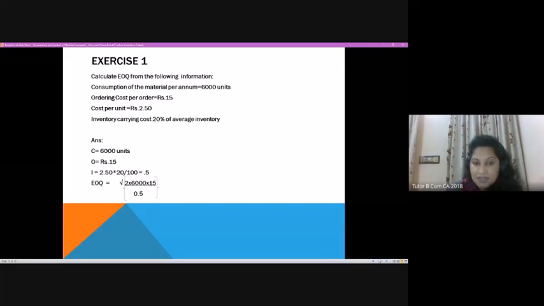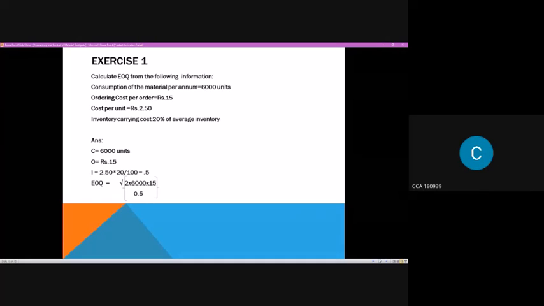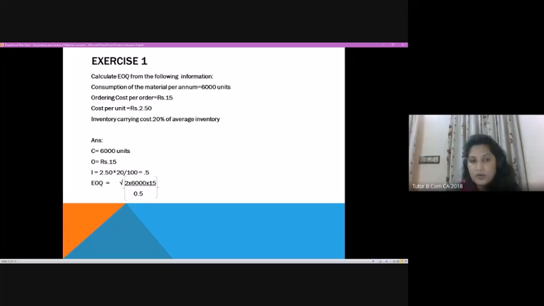yes, can somebody just unmute and tell me the formula? Whole root of 2CO divided by I. Yeah, very good. Whole root of 2CO by I. So I is actually the carrying cost. So 20 percent, which we get as 0.5. So the answer is 600. What you have typed is correct.